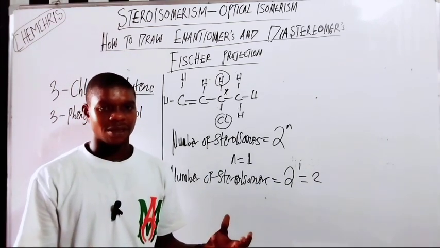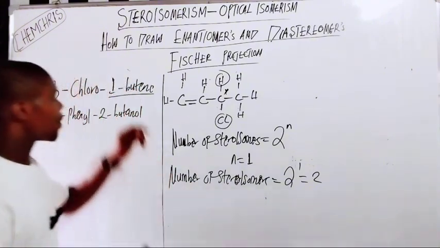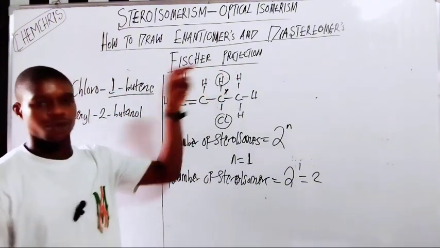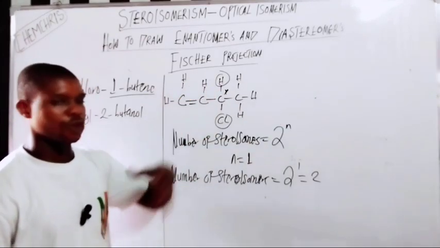But how do you draw the stereoisomers? How do you draw the structure? We are going to show you. We have to use a Fischer projection to get it. I want to show you here that we have to use our Fischer projection to achieve that.